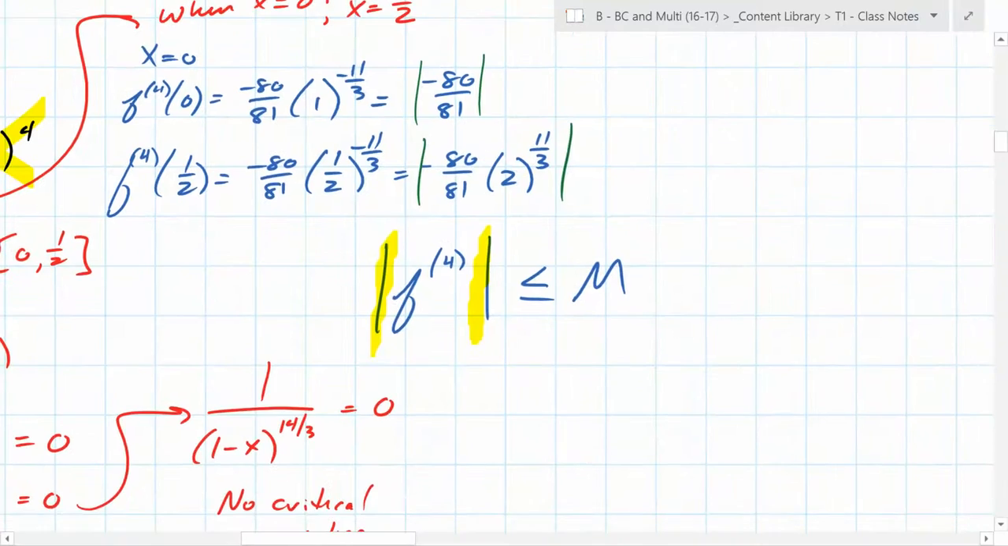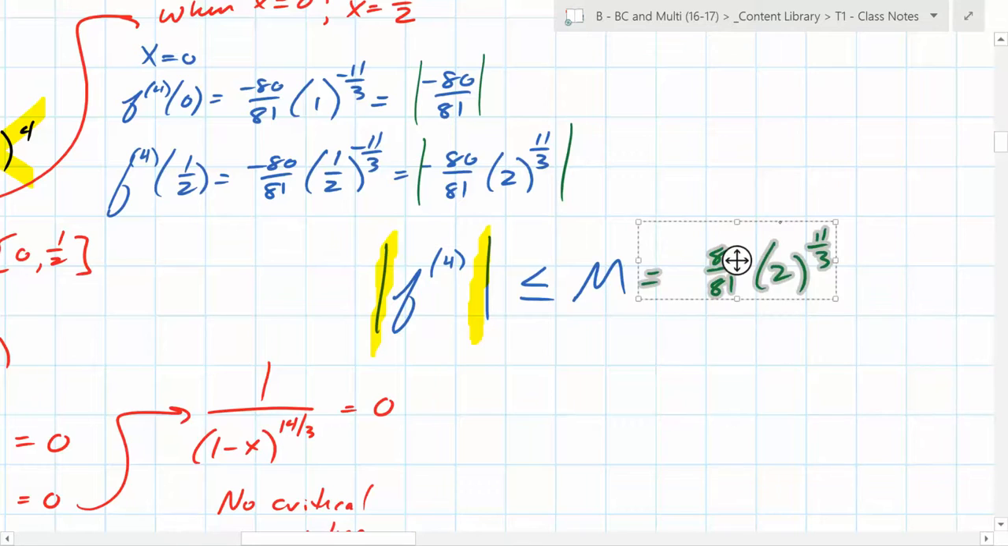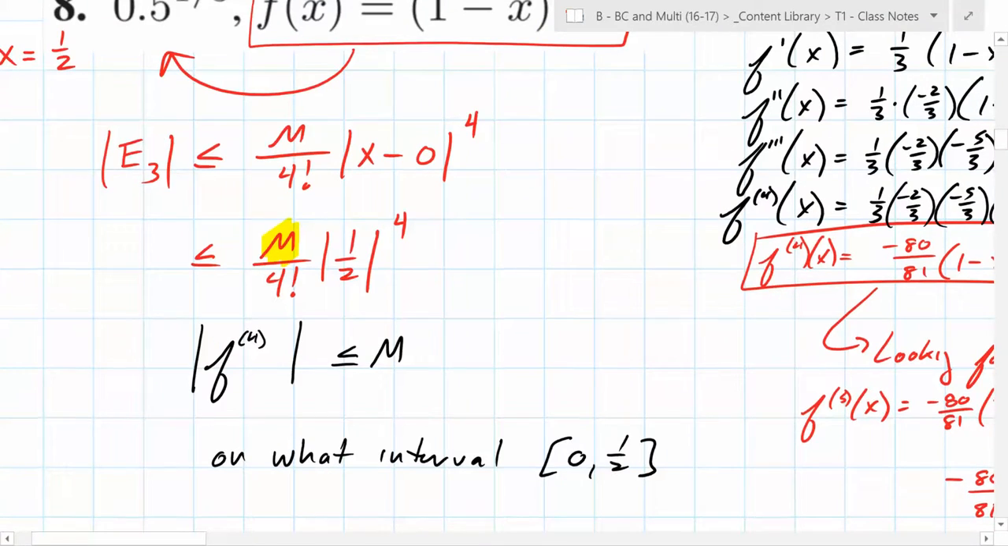So what's our m value going to be? Not 80, because absolute value is around it. So what's it going to be? 80 over 81 times 2 to the what? So we know m is now 80 over 81 times 2 to the 11 over 3. Right there. It's not pretty.